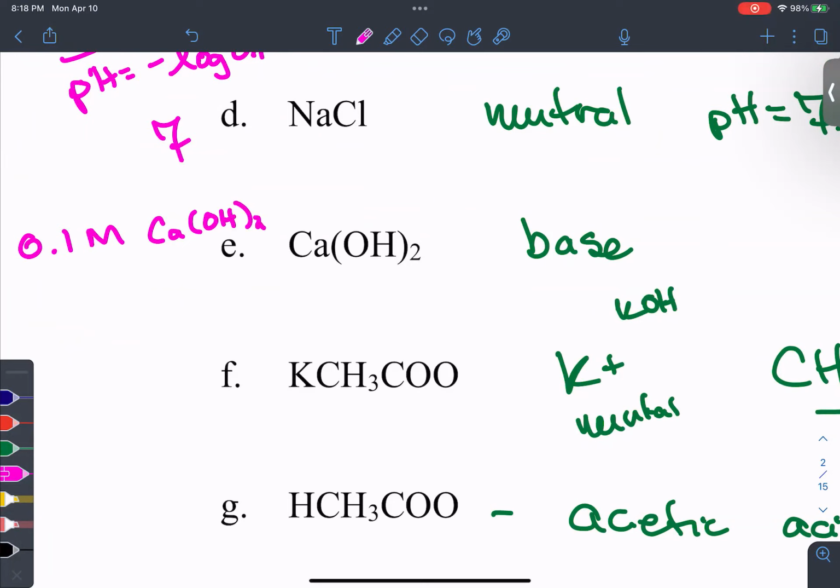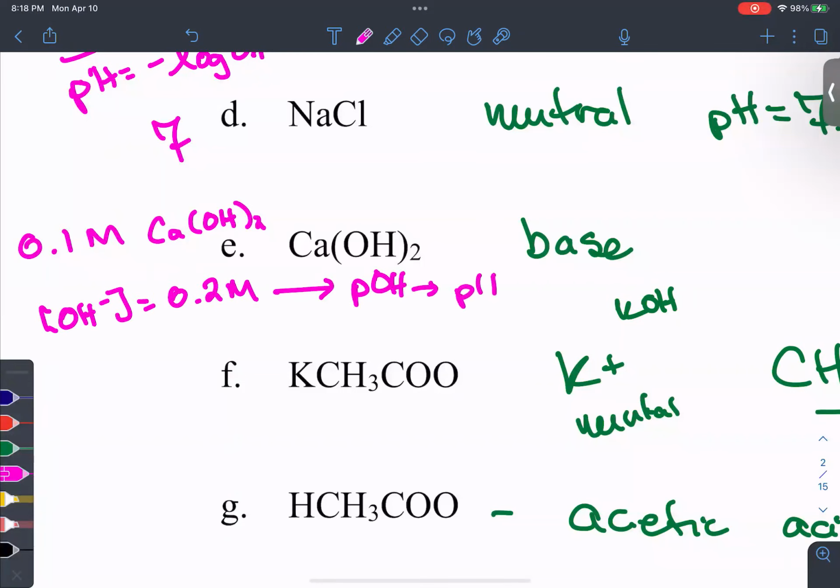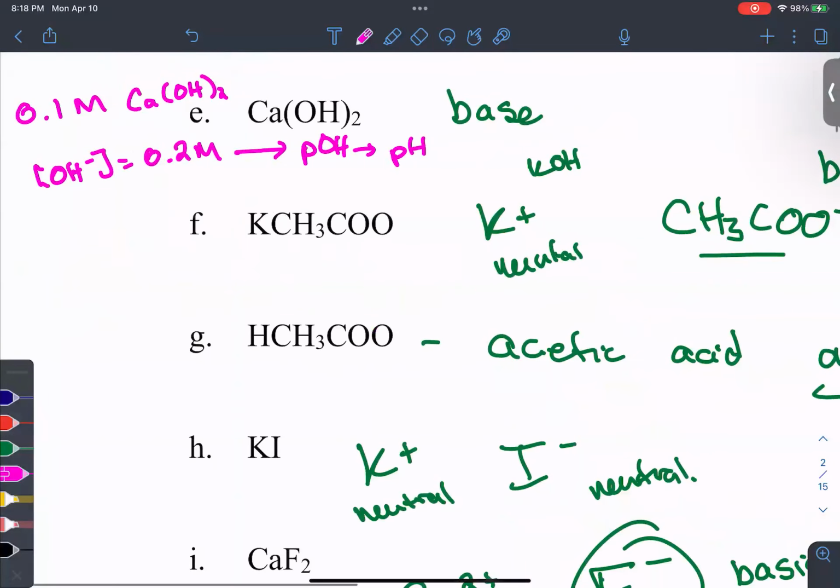Calcium hydroxide, what kind of base is it? Strong base, yeah. So we just need to figure out what's the concentration of hydroxide. So what's the concentration of hydroxide present? Is it 1 molar or 0.1 molarity? No. What's the tricky thing? There's 2 hydroxides, so it's 0.2 molarity. And then that's the number that goes into your pOH calculation and then your pH calculation. Great, all right. What about the next one?